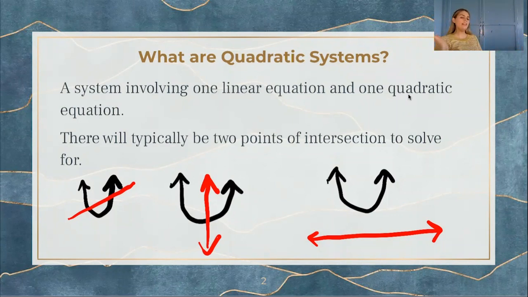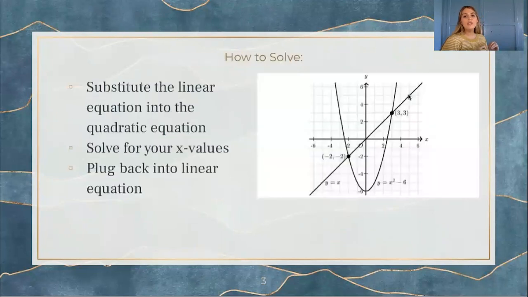For most of them, it's like the first example where our line is going to cross our parabola at 2 points. However, there are certain cases where it'll only cross the parabola once, or it never intersects. We use these systems to figure out what those points are where they intersect. So typically, if you don't have any points at all, how we solve is we substitute the linear equation into the quadratic equation and then solve for your x values, and then plug those back into the linear equation to solve what those are.